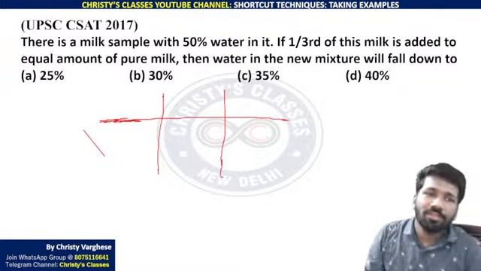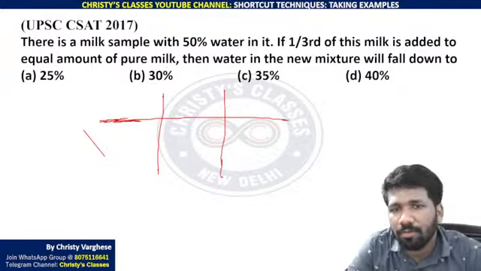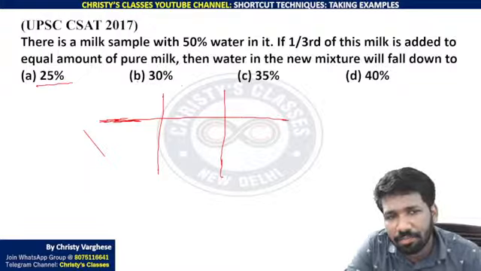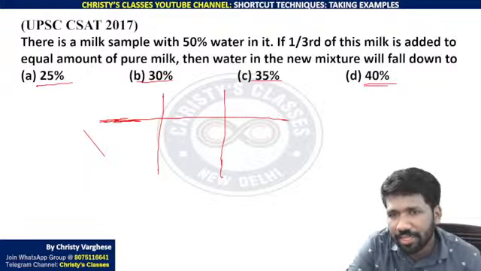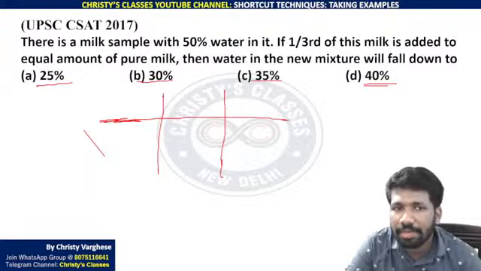So there is a milk sample with 50% water in it. Finally, also the answer is in percentage. This is a question from the mixtures chapter, but you can use the taking example method here also.